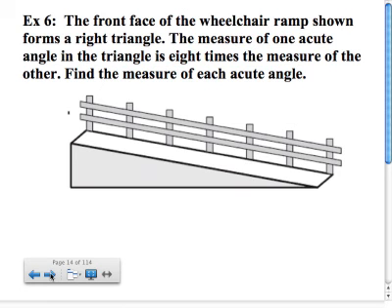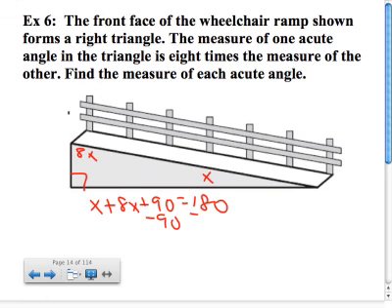And then finally, example 6 says the front face of the wheelchair ramp shown forms a right triangle. The measure of one acute angle is 8 times the measure of the other. So if this one's x, then this one's got to be 8 times x. It says find the measure of the two acute angles. Well, I know all 3 of those angles have to add up to 180.